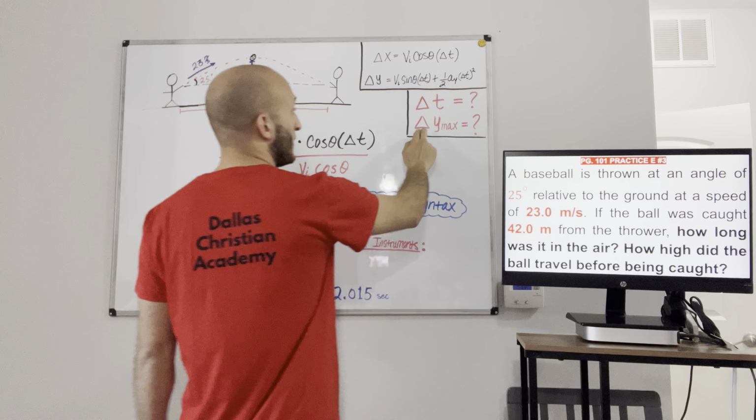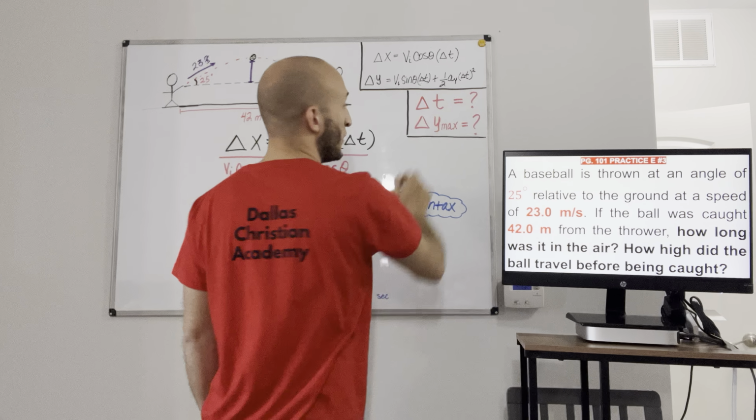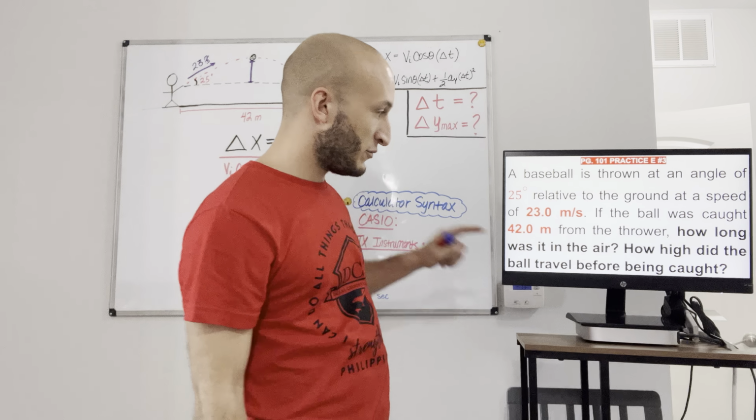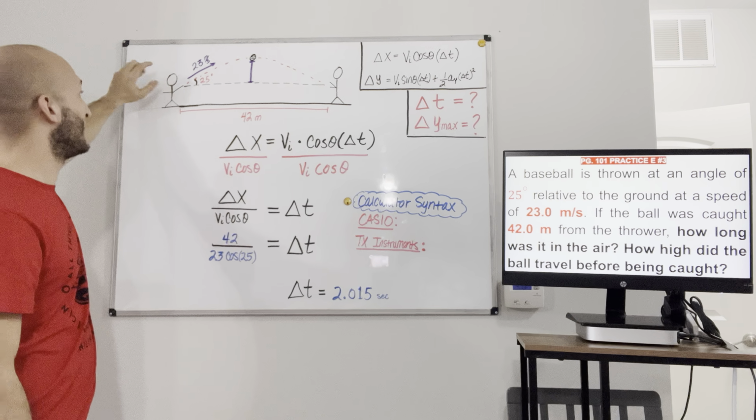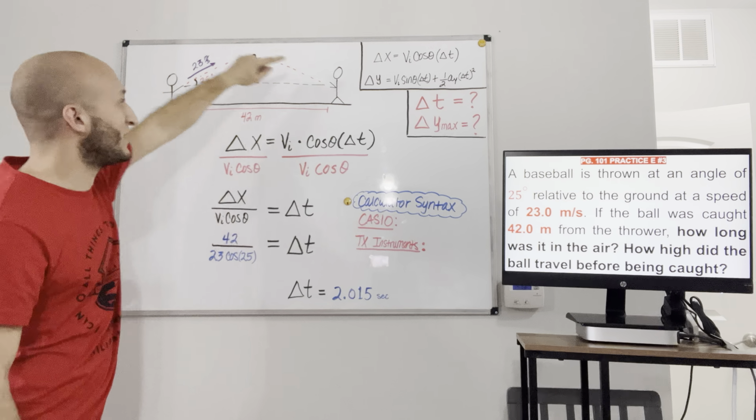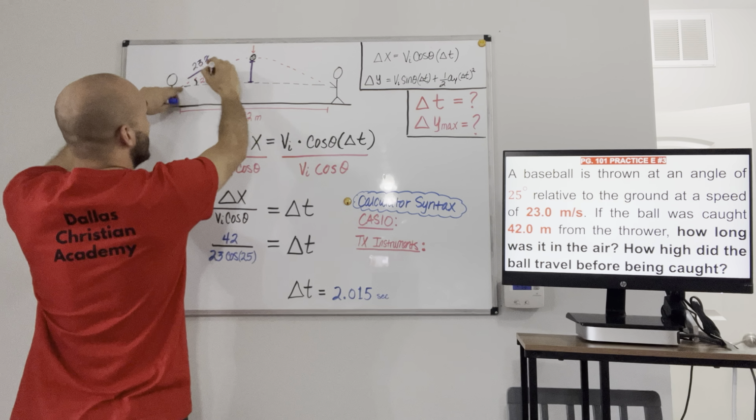And delta y max, and I'll explain why this is the variable for how high the ball traveled before being caught. So here's my little diagram of the thrower and the catcher, the ball going in its trajectory. And we know with projectile motion, it's parabolic. So that means the highest point would be right in the middle of this, let's say, graph.